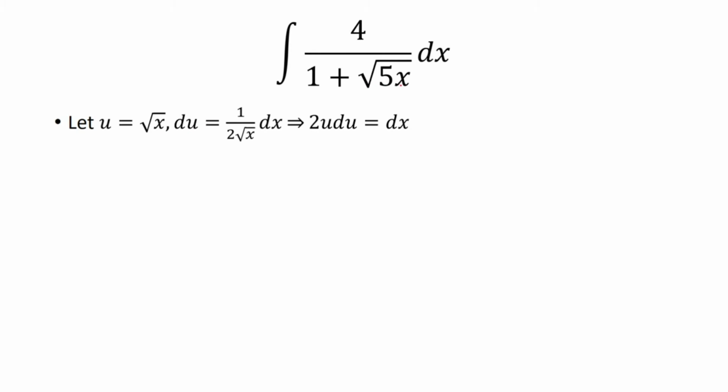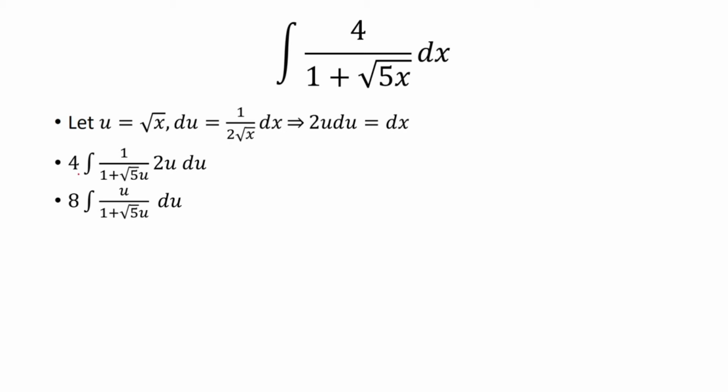What if we just let u be the square root of x? Well, then du will be 1 over 2 times square root of x. And solving for dx, well, we have to multiply both sides by 2 root x. But root x, we said, is u. So that's just 2u du is equal to dx. Now we make the substitution. We know that root x is just u. So u is outside of the square root. And then we pull out the 4. And then dx, we said, is 2u du.